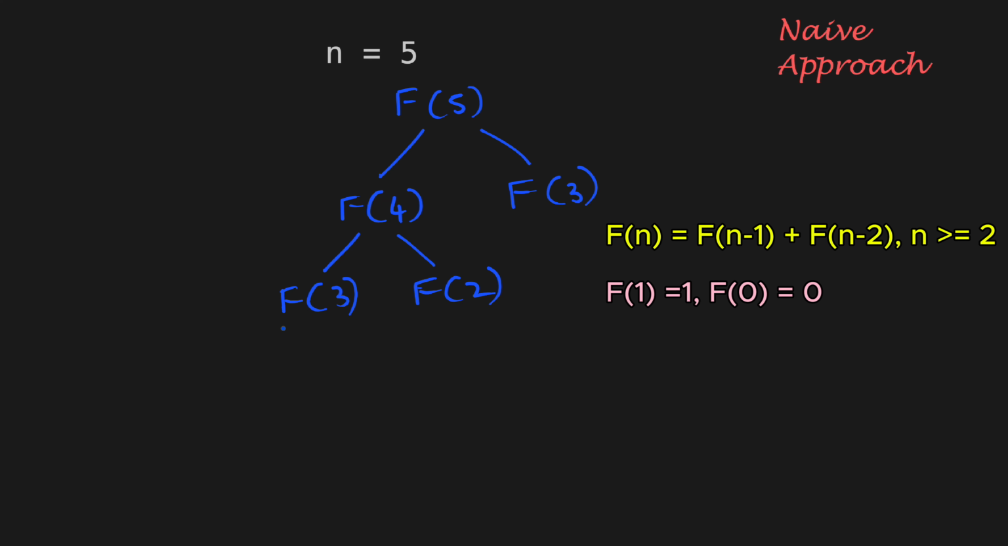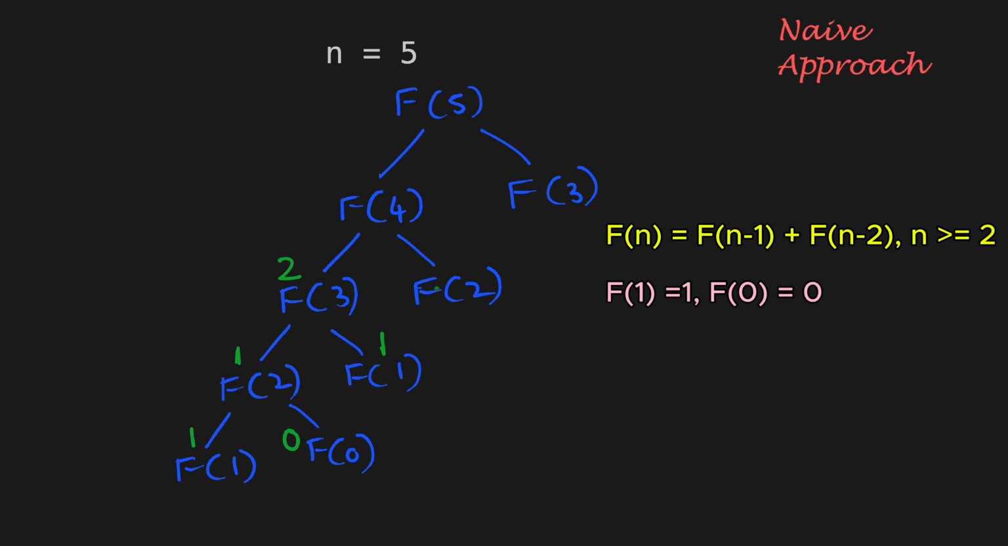Then we evaluate f of 3, which will be sum of f of 2 and f of 1. And then f of 2 will be sum of f of 1 and 0. And now we have reached the base case, and we know the values of f of 1 and f of 0, which are defined as 1 and 0 respectively. So f of 1 is 1 and f of 0 is 0. So f of 2 will be equal to 1. Then f of 1 is equal to 1. So f of 3 will be equal to 2.